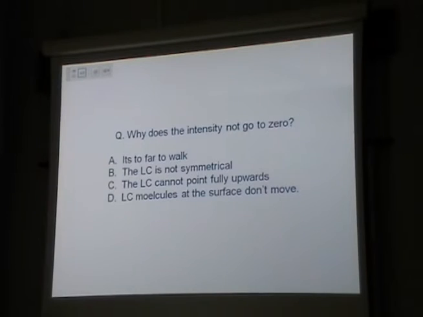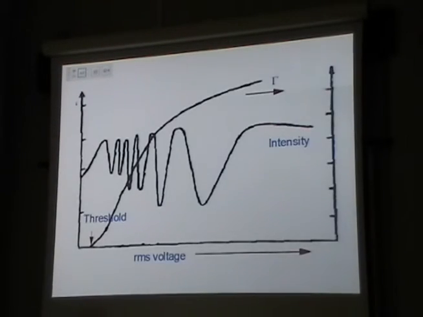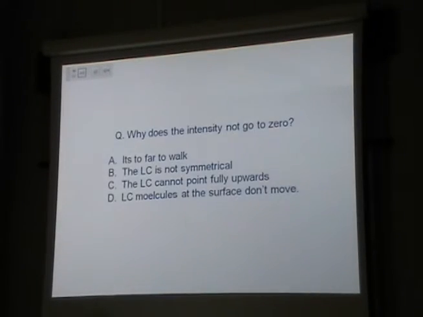So here's the ultimate. Take a question. Why does the intensity of this plot, why does this here not go to 0? Crossed polarizers, surely it should be dark.